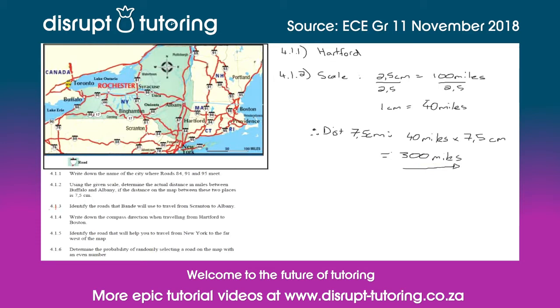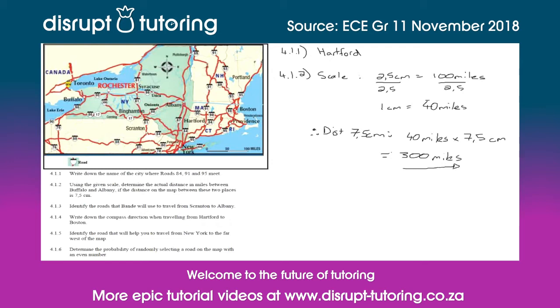Then the next question is: identify the roads that Bandy will use to travel from Scranton to Albany. So we need to identify Scranton on the map. You can see here is Scranton, and Albany is the town up here represented by this dot. There are two ways. You can either go on the 81, then the 88, and then a bit of the 90.